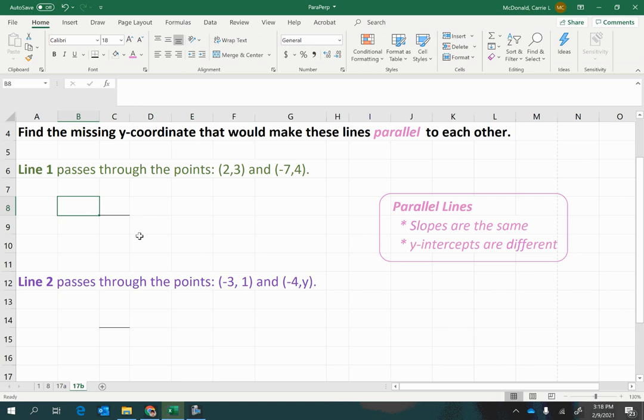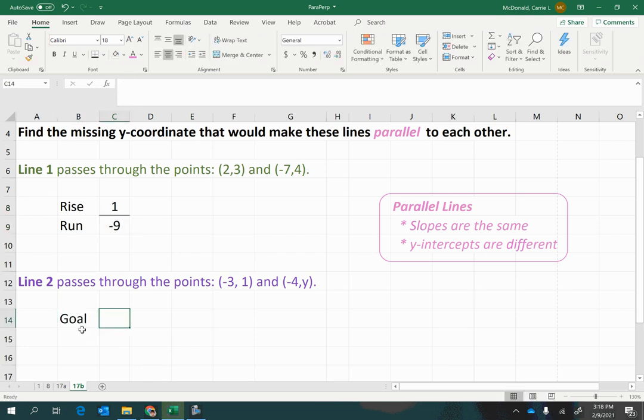So we can start by calculating the slope of the first line by doing rise over run. I have a y value of 4 minus a y value of 3. So that's a rise of positive 1. In the denominator, the run of my slope, I'm going to subtract the x values in the same order, starting with the second point since I did that last time. Negative 7 minus 2, just subtracting those two x values. So now I have the slope that is the target for my second line since we want them to have the same slope so that they will be parallel.